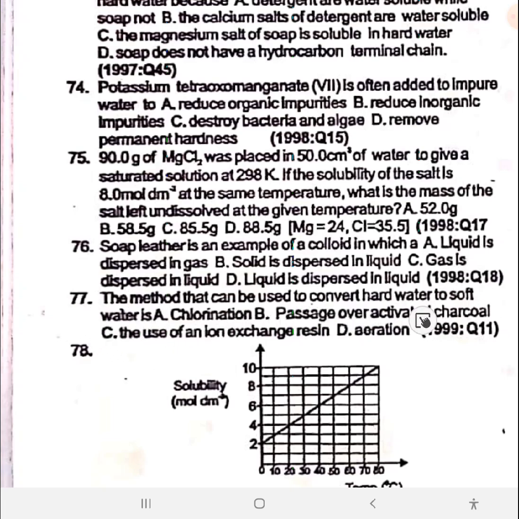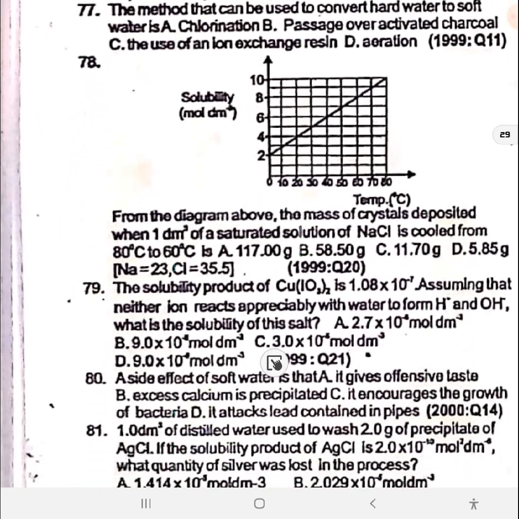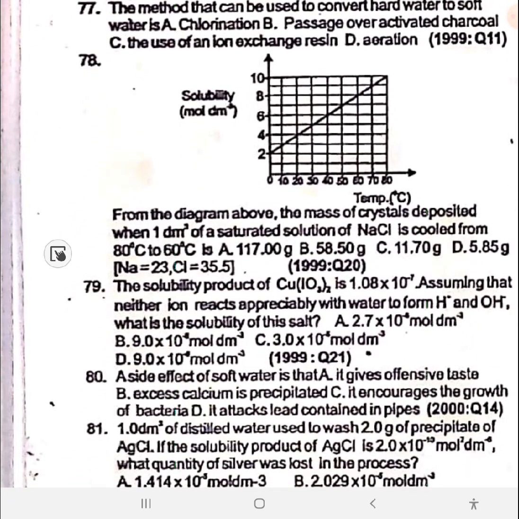77, the method that can be used to convert hard water to soft water. There are different methods, and in this case it's just too ambiguous. They didn't state if it is permanent hard water or temporary hard water, so I'll need to check carefully and pick my answer. Ion exchange resins, option C. I'll need to demonstrate some questions, solve this one.